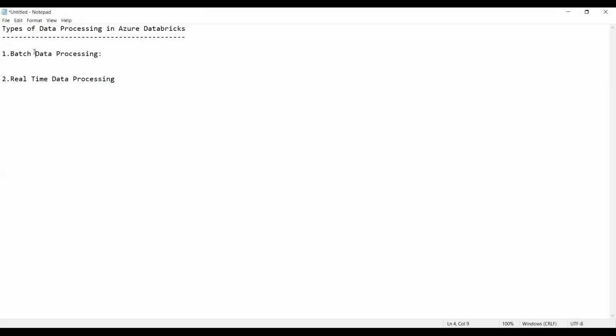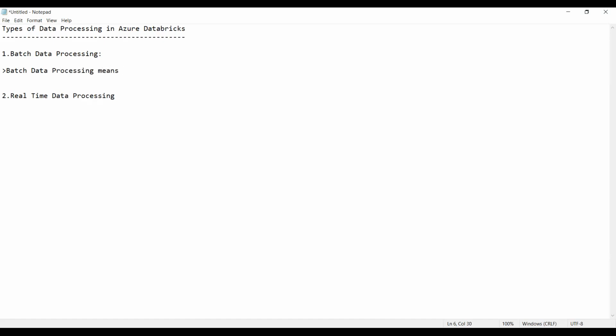That is, the data is processed in Azure Databricks in two types, or in two ways. What is that? The first one is the batch mode, and the second one is real-time data processing. Getting my point? So now, guys, let us see first of all what is batch processing. Batch processing is nothing but batch data processing.